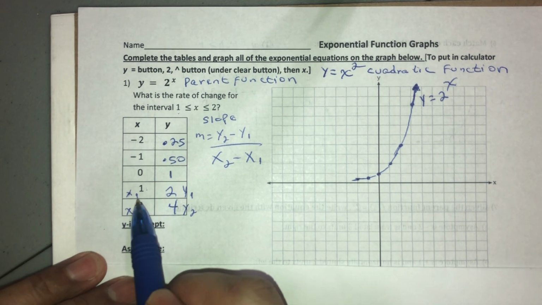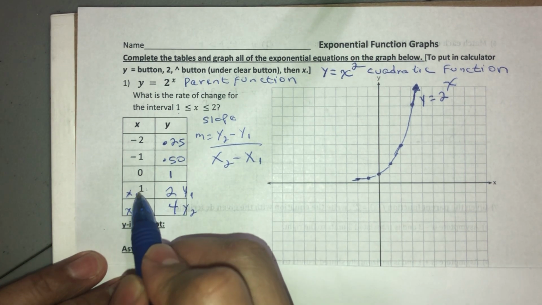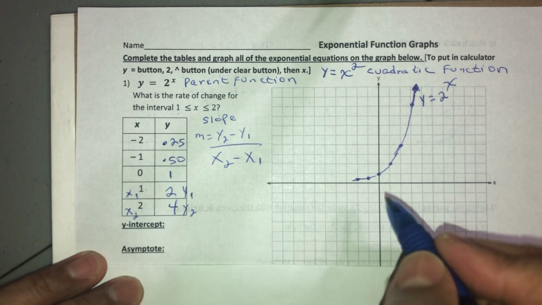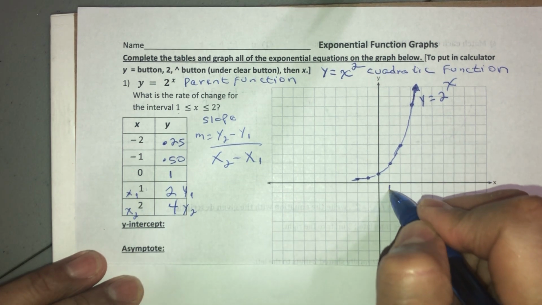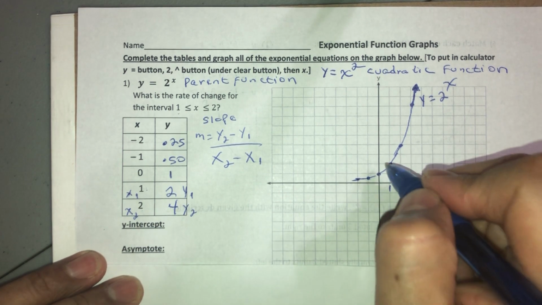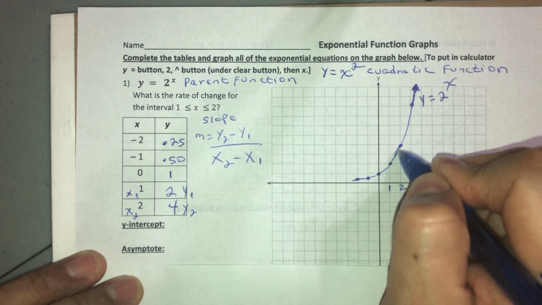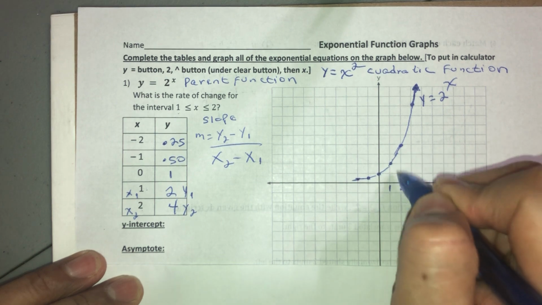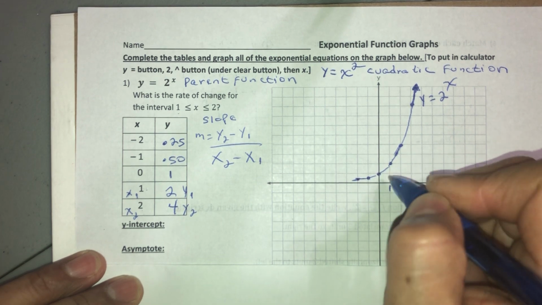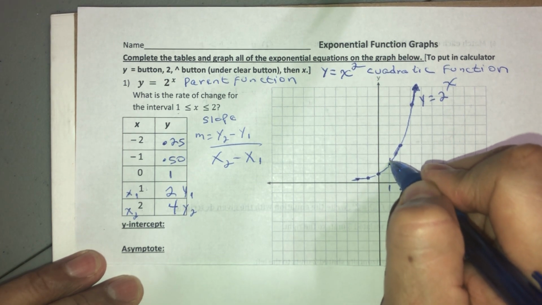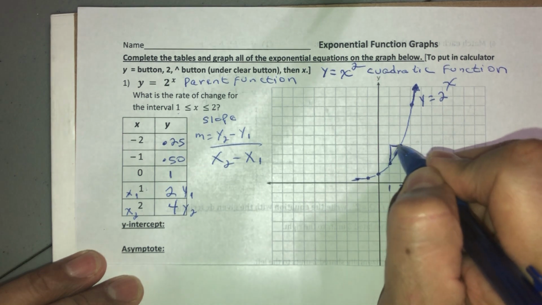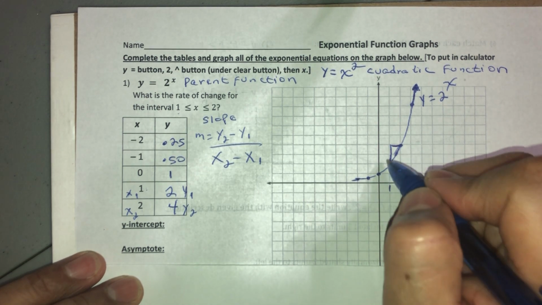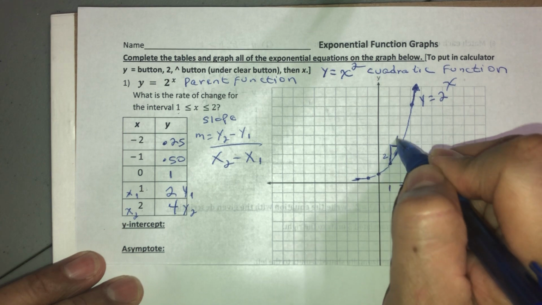Remember, we're looking for the rate of change between 1 and 2, so when x is 1 and x is 2. I'm looking for the rate from this point to that point, because when x is 1, this is my y, and when x is 2, that's my y. So how did I get from this point to that point? You see that I went up 2 and over 4.